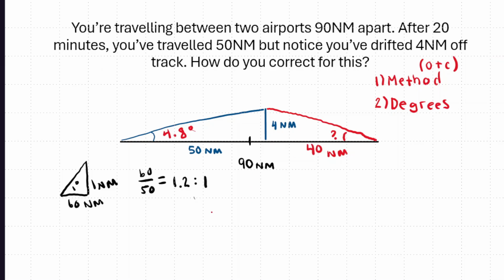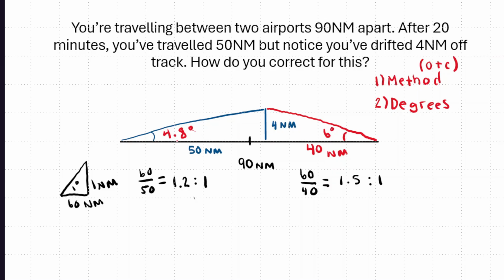Perfect. And we already have our basic triangle drawn out here. And now we need to figure out this ratio. How many times can 40 fit into 60? Let's do the same thing we just did. 60 divided by 40 is going to give us 1.5. So we have a 1.5 to 1 ratio. Once again, we're going to take this 4 nautical miles and multiply it by 1.5. That's going to help us determine our angle here, which is 6 degrees.